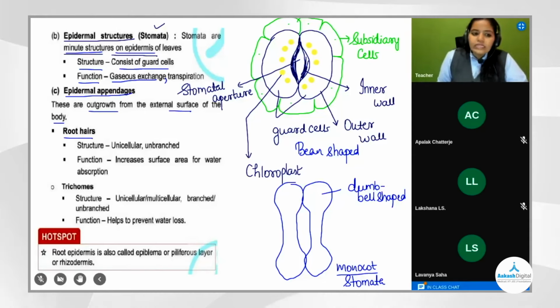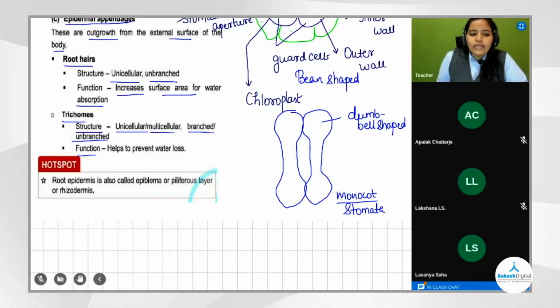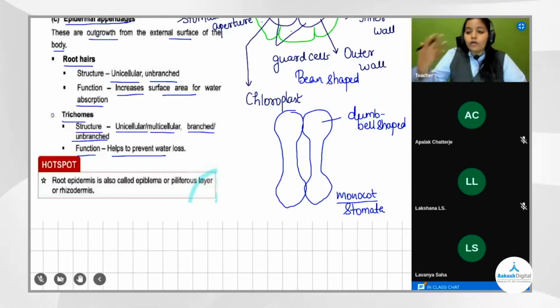Root hairs first. They are unicellular, unbranched structures. We saw the structure earlier only. They increase the surface area for water absorption, so they are very good. Because of them, most of the water absorption can be done. Now, second is trichomes. Trichomes could be unicellular or multicellular, but usually they are multicellular only. They could be branched or unbranched also. Now, function: they help to prevent water loss, because they also make one extra layer around the plant's outer body. So definitely they are not going to allow that much internal water to move out of the plant. Okay. So root epidermis is also called epiblema or piliferous layer or rhizodermis.